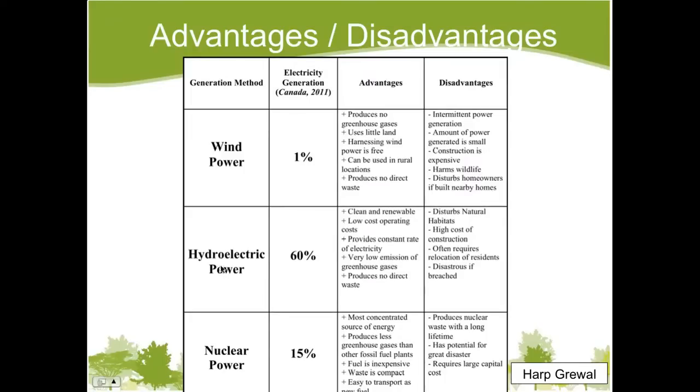Hydroelectric power is very prominent in today's societies. In Canada, it's the largest source of electricity generation. It is clean and renewable. It does produce very low emissions of greenhouse gases and produces no direct waste. However, natural disasters do happen, as our breach showed, and the construction costs of hydroelectric power are quite high.